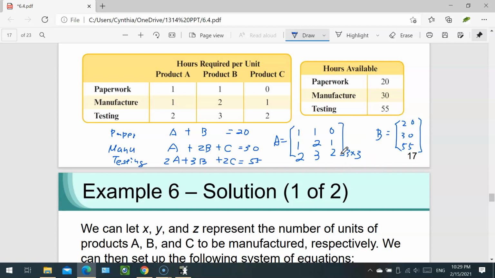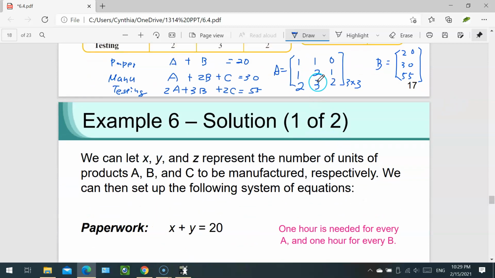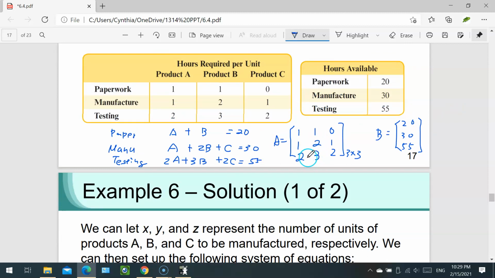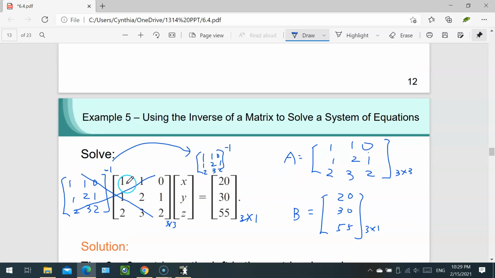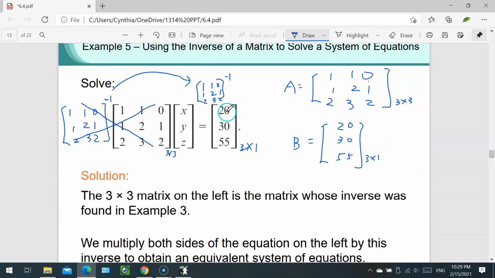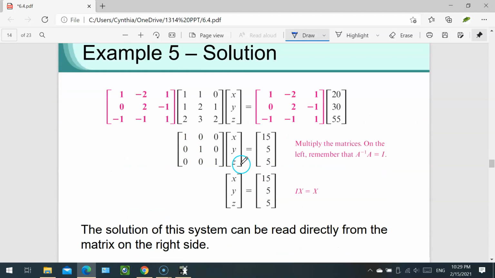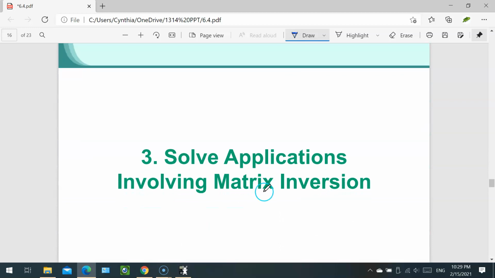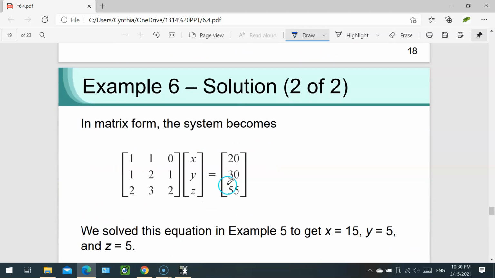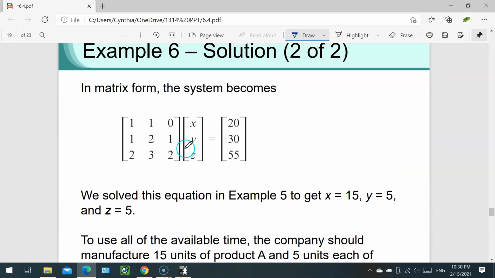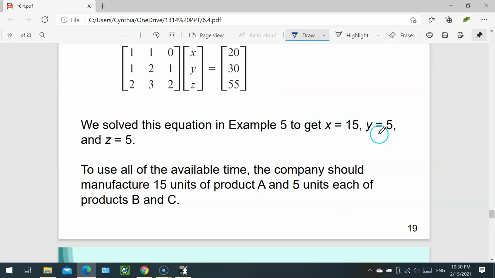So now, as you can see, this is exactly the same question we just did earlier. Right? We have 1, 1, 0, 1, 2, 1, 2, 3, 2. X, Y, Z would be your ABC. It's the same meaning. And the right-hand side has 20, 30, and 55. So when we solve it, we get A is 15, Y is 5, and Z is 5.